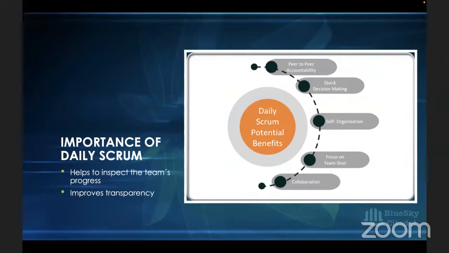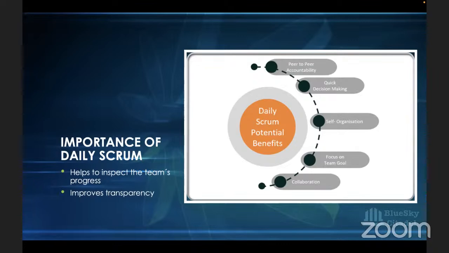the impediments are thereby identified on time, because if you have daily Scrum, that means every day you are inspecting the sprint, every day you are talking about whether you have an impediment or not. So impediments are usually identified on time and they are also resolved promptly.